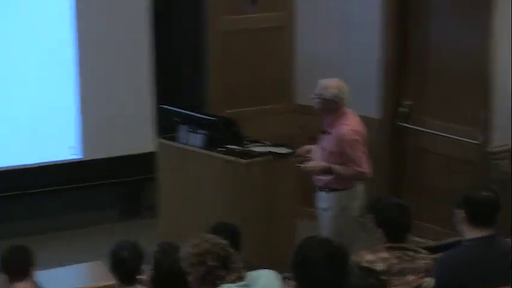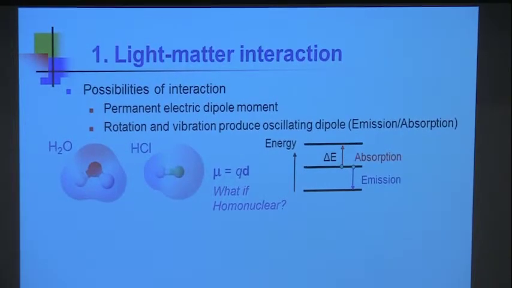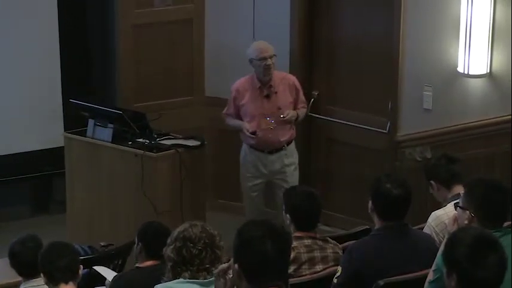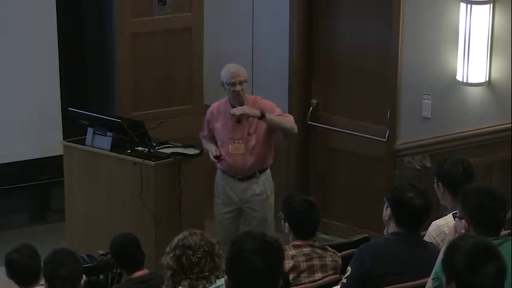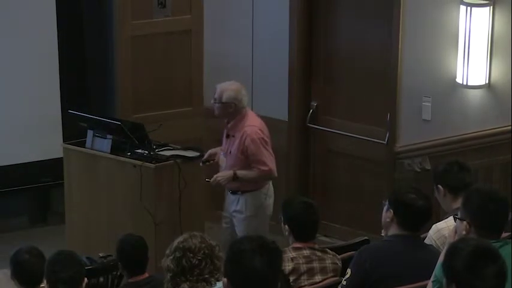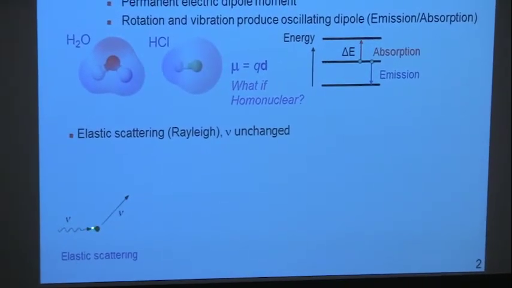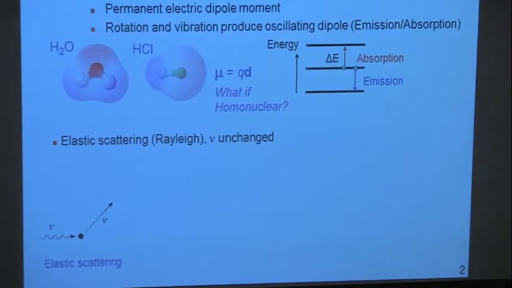Now, on the other hand, what if this molecule is homonuclear, like nitrogen? No dipole moment. Can't interact. To first order, it doesn't have a rotational or rovibrational spectrum. Now, that doesn't mean you can't study the structure of the nitrogen, but you've got to use another method. So if it's homonuclear, we rely in some cases on what's called elastic scattering. So elastic scattering is when the incident photon of frequency nu bounces off of a molecule and goes away with the same frequency. Since the photon energy is the same, that means the molecule hasn't changed.